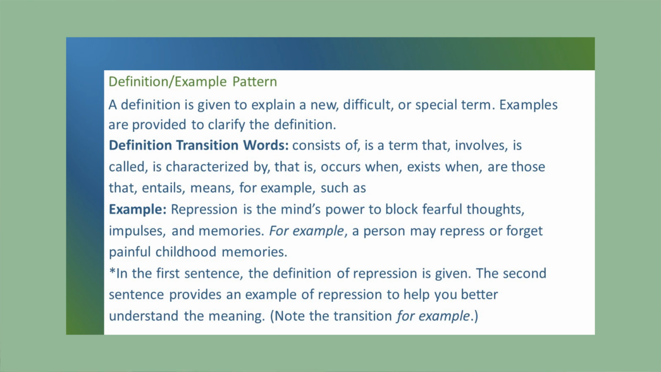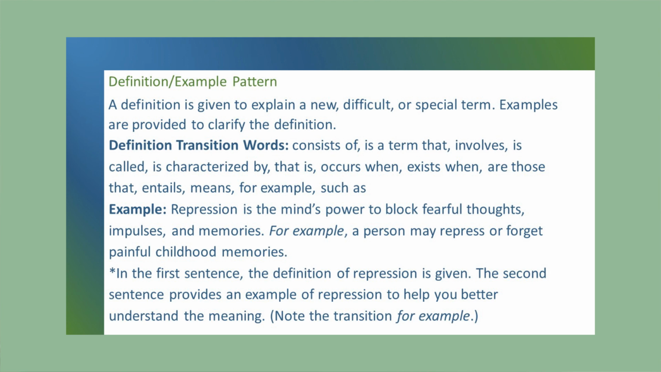Definition and example pattern. So these are going to be a bit different from the ones that came before. A definition is given to explain a new, difficult, or special term. Examples are provided to clarify the definition. Usually this happens a lot in textbooks, where first you have the definition of a word, and you might have the example of that word.